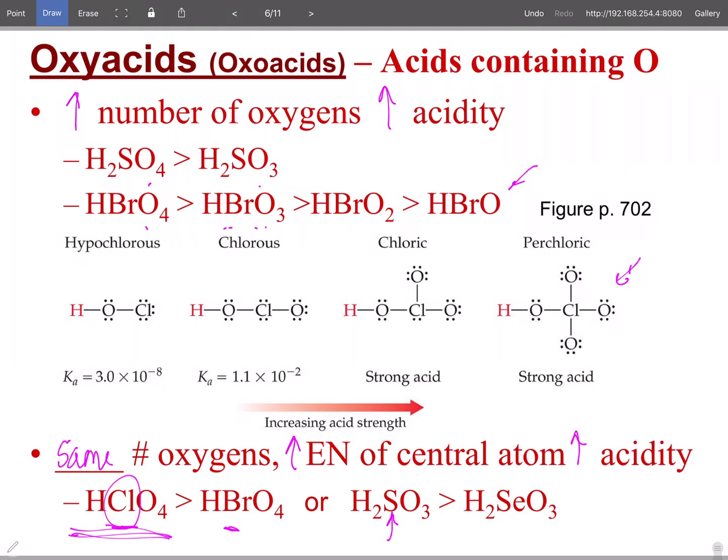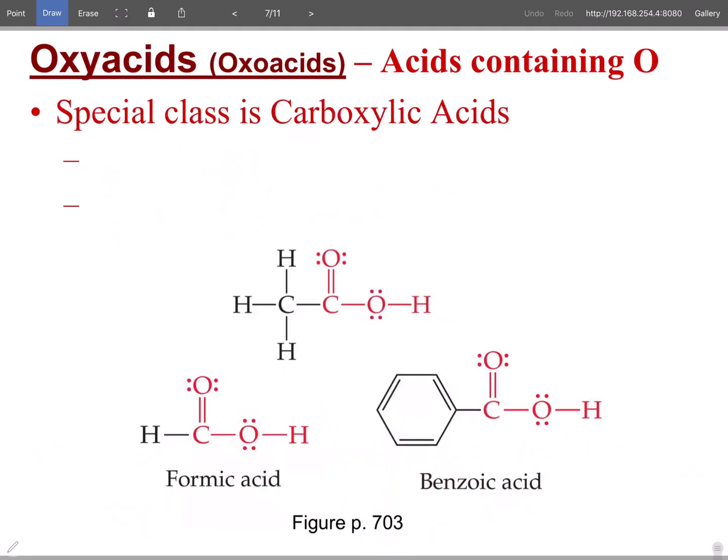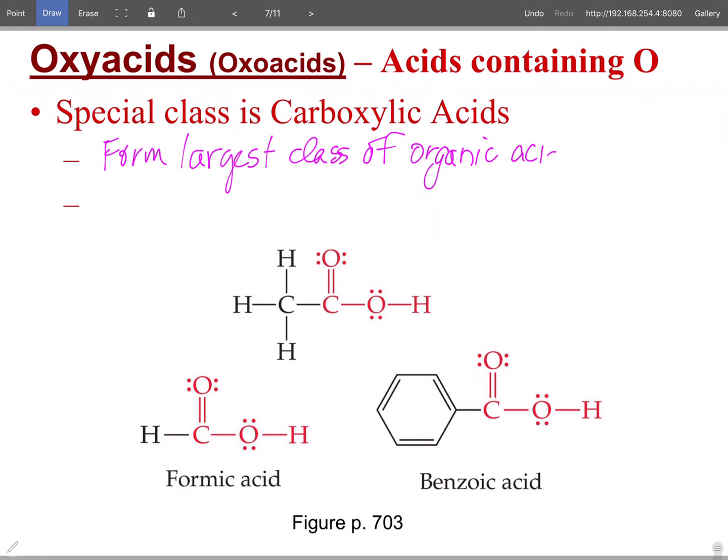Sulfur is much more electronegative than selenium, so this is a much stronger acid. The other special type, and it's a huge class, is the carboxylic acids. They form the largest class of organic acids. When you get to organic, you're going to be inundated with them.